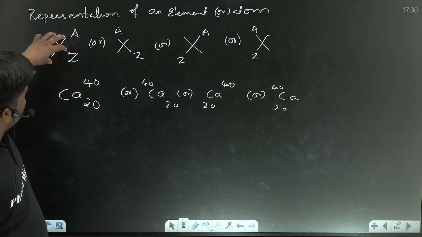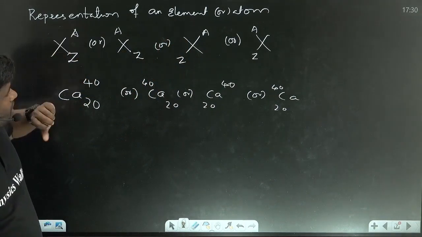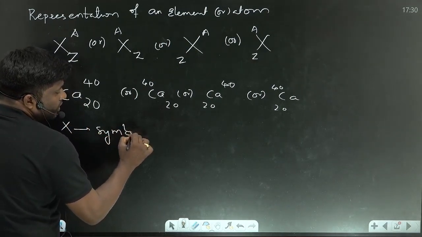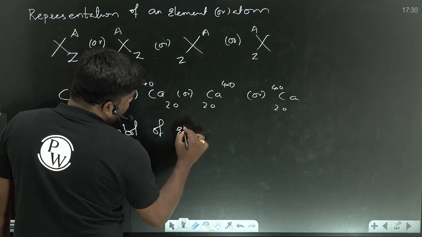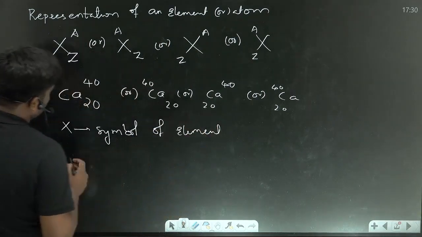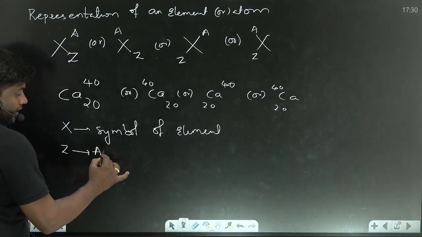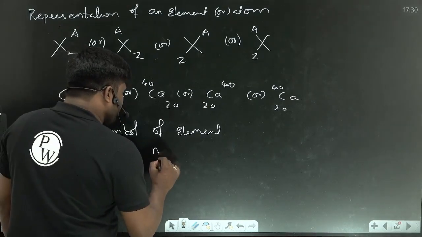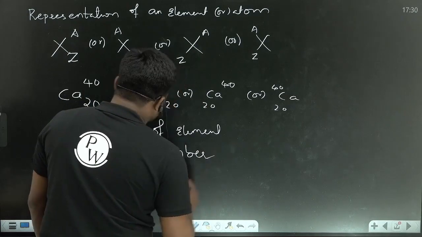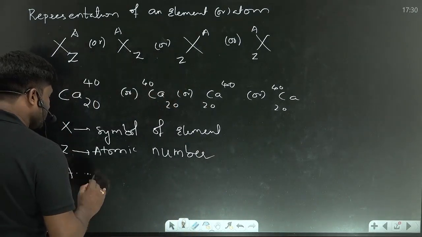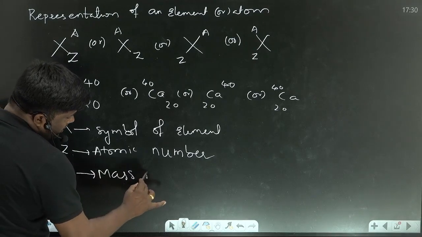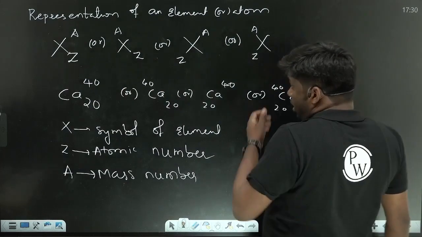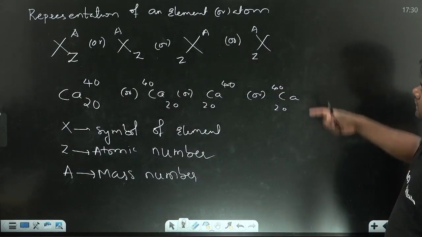Here X is element symbol, Z is atomic number, A is mass number. So X is symbol of element. Z is what? Atomic number. Atomic number is number of protons, right? Atomic number is number of protons. And A is what? A is the mass number. Right? This is how we will represent the atom or element.